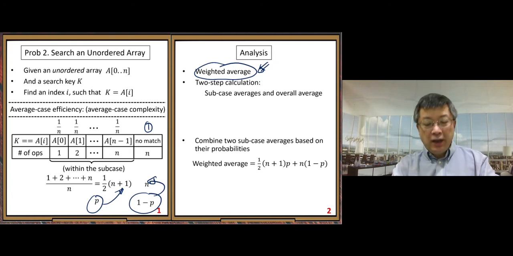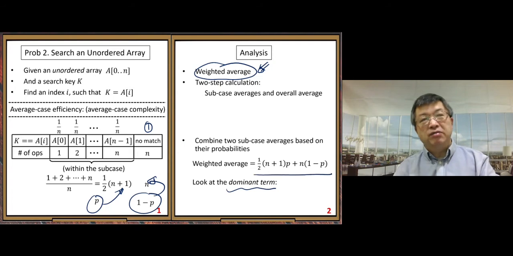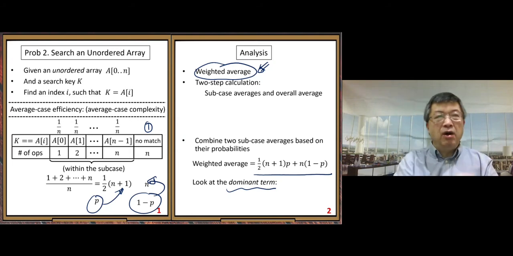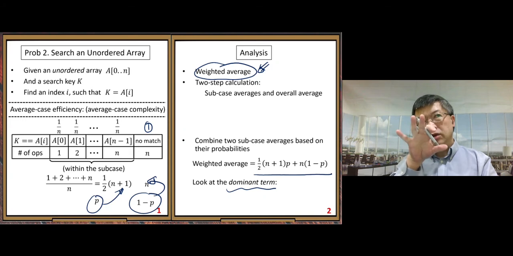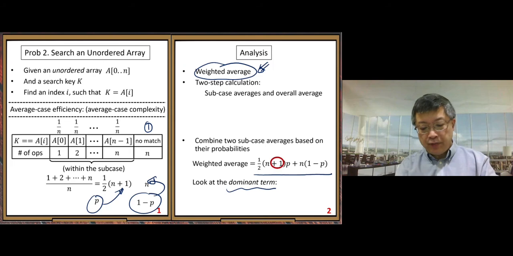Here, we look at the dominant term. In this expression, some terms are very small, so most of the time we can ignore those very small terms and only keep the most important term, the one that dominates all the other terms. So we call it the dominant term. For this example, that plus one is a small number, so we can ignore it.